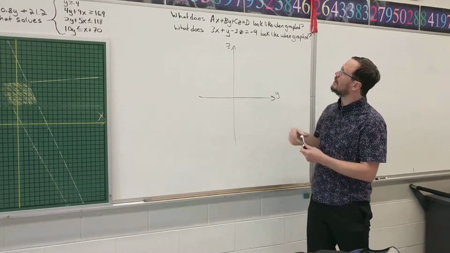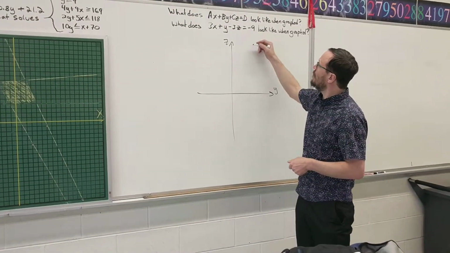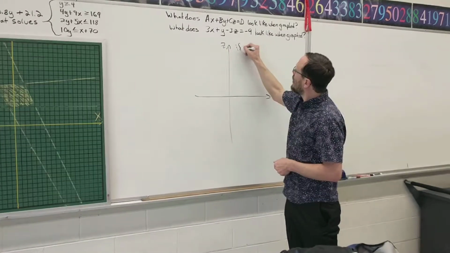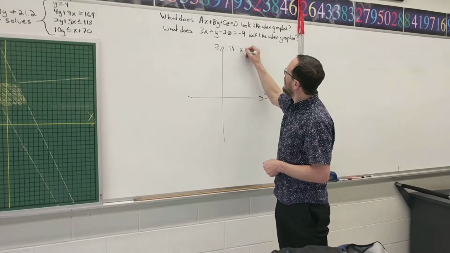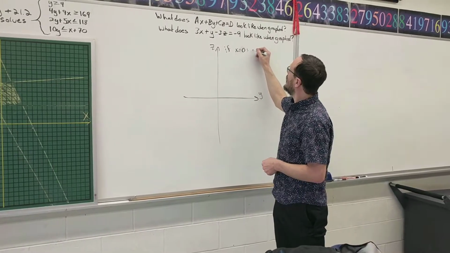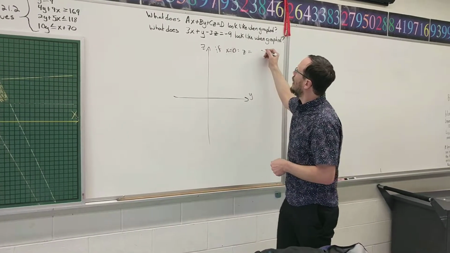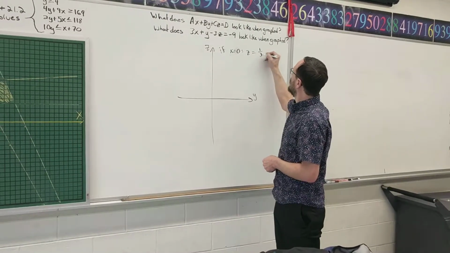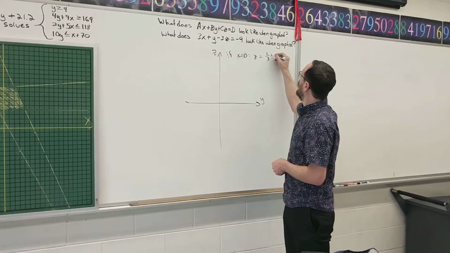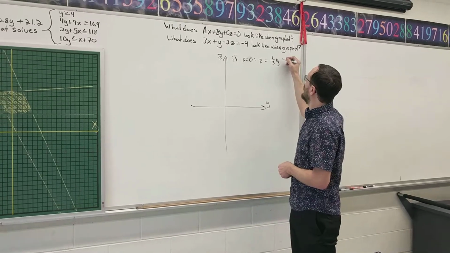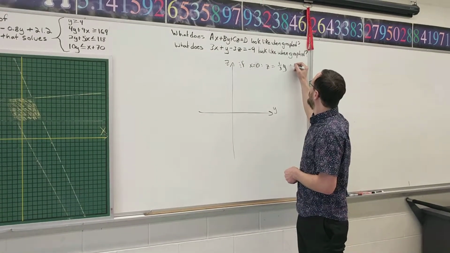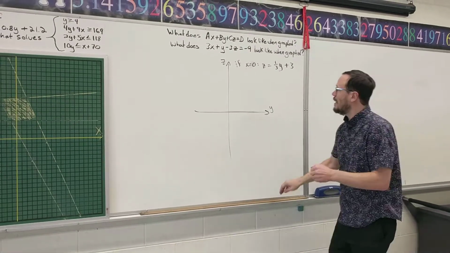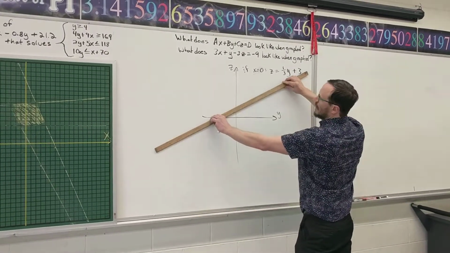And if you put x equals 0 in here and you solve it for z, then you get, if x is 0, then you get z equals 1/3 y plus 3. And so that's this line right here.